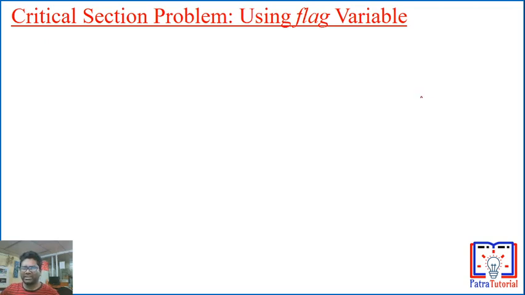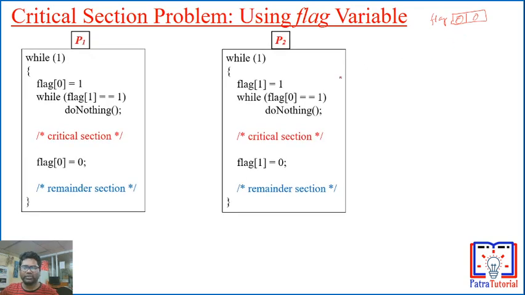In this mechanism, we will be using one flag variable, that is one array. The flag variable is nothing but one array of two elements. Initially both of the elements will be false or zero. Then they will be updated. Let me take two processes. Suppose this is process p1 and this is process p2.